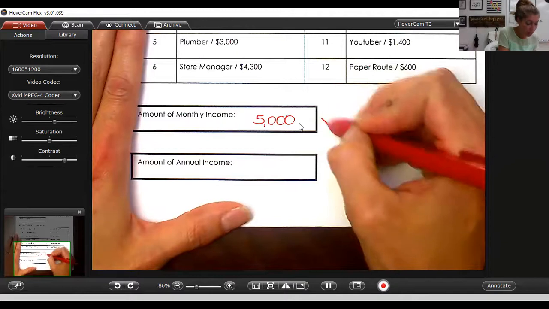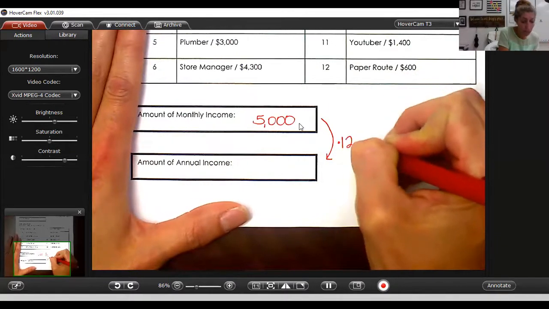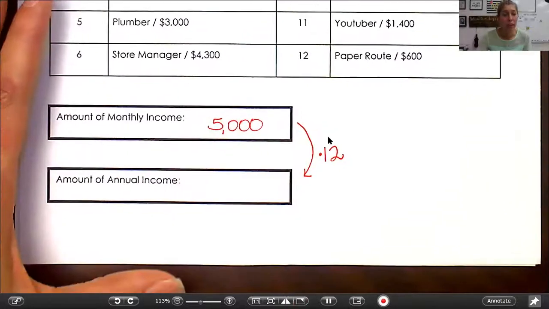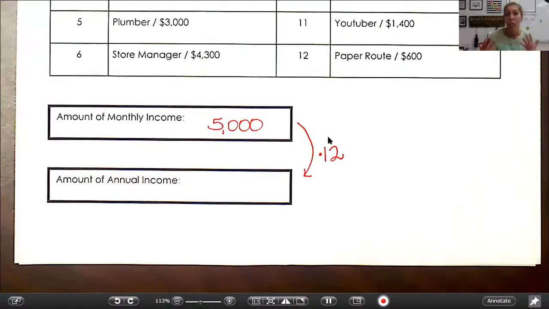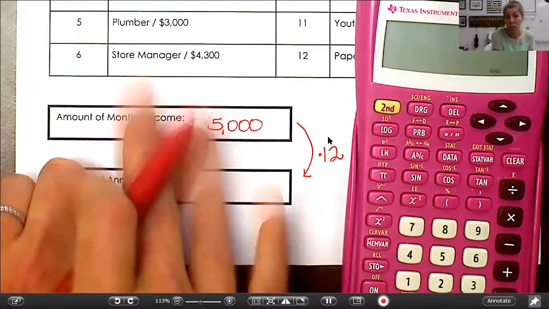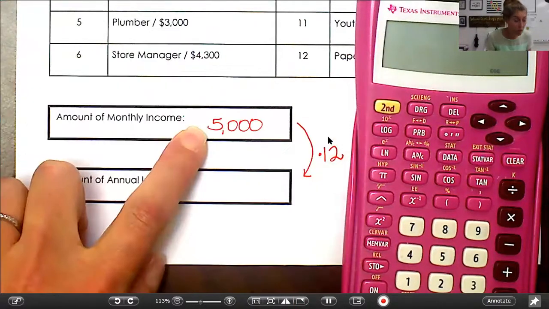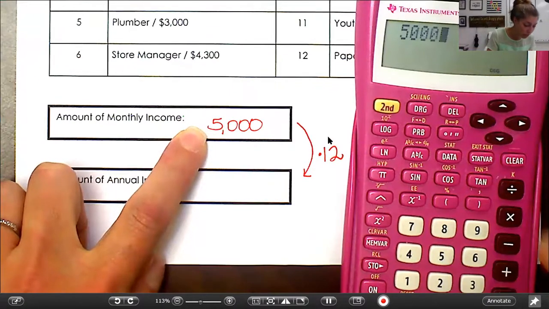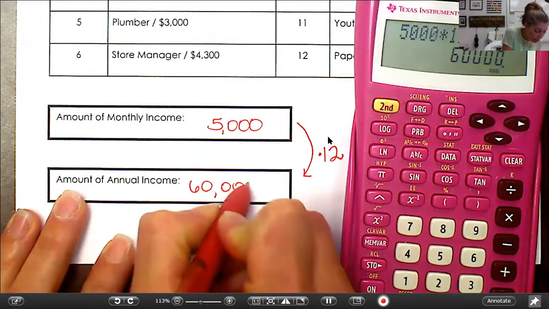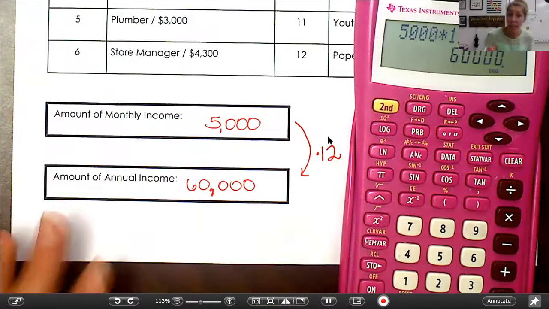You're going to take your monthly income and multiply that by 12 to get your annual income. What that word annual means is just like yearly. What do you make in a year? So if that's my one month amount, and I purposely chose one that wasn't in the table, so you can't just copy my numbers, that would give me $60,000 a year. Okay, not bad.